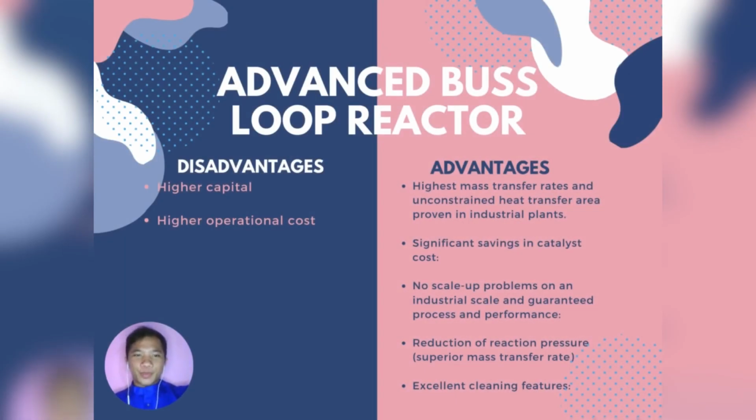Hi, my name is Muhammad Aiman Robat, and now I'll be talking about the advantages and disadvantages of this ABLR reactor. The first part is the advantages. The first one is the highest mass transfer rate and unconstrained heat transfer area, proven in industrial plants.